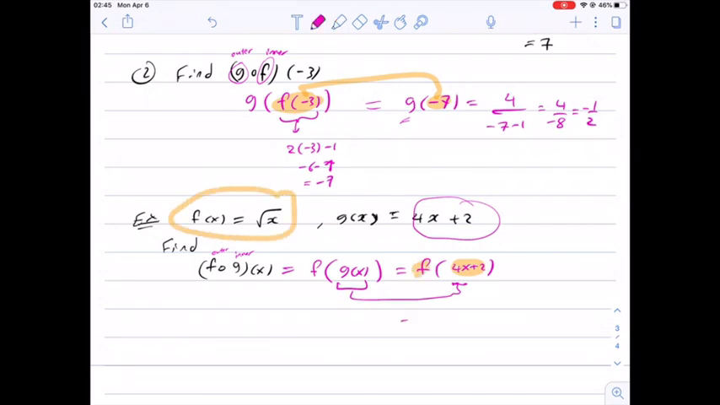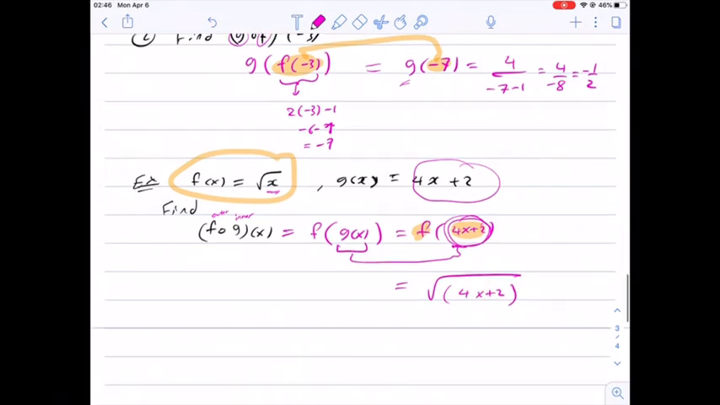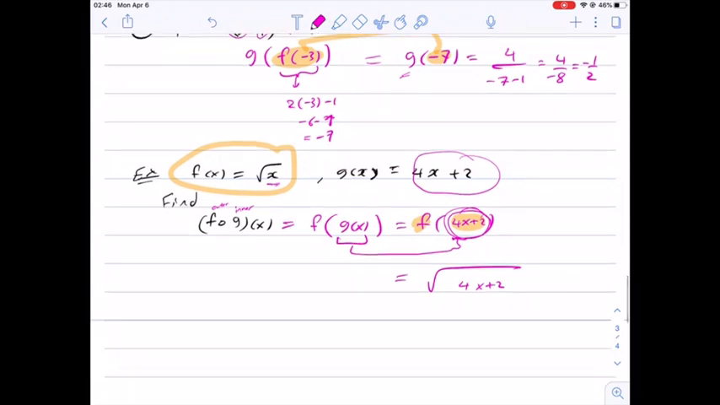And now we need to substitute this into the function f. The function f is square root x. In this case, we need to substitute 4x plus 2 for this x. So we get the square root of 4x plus 2. We don't need parentheses here. So that's the composition of f and g.